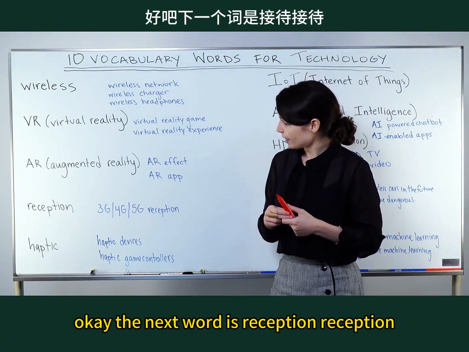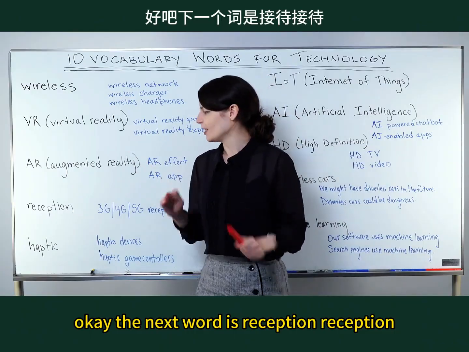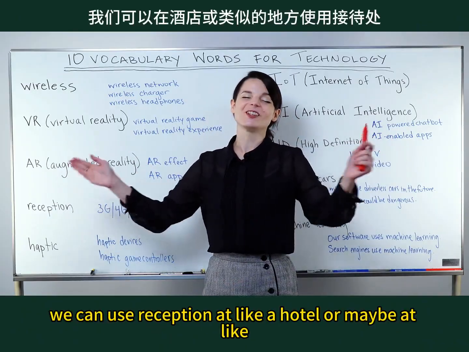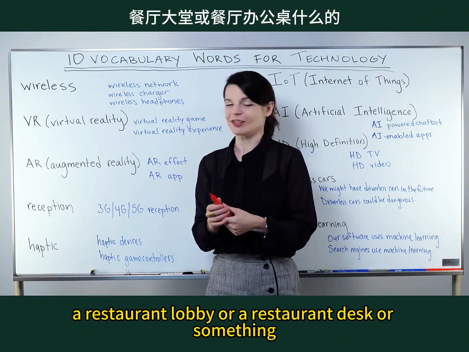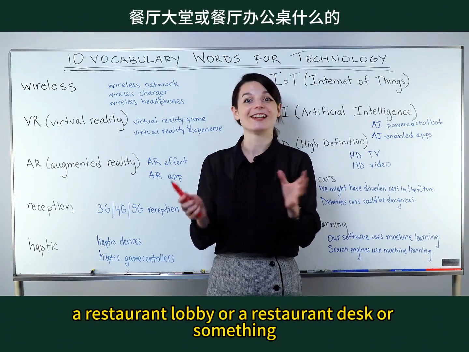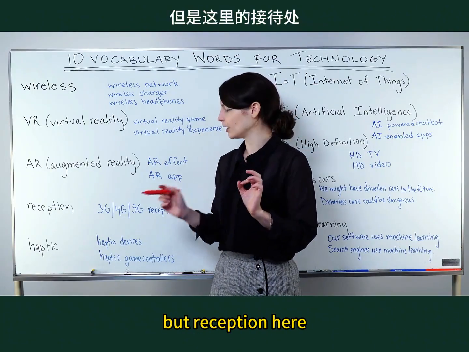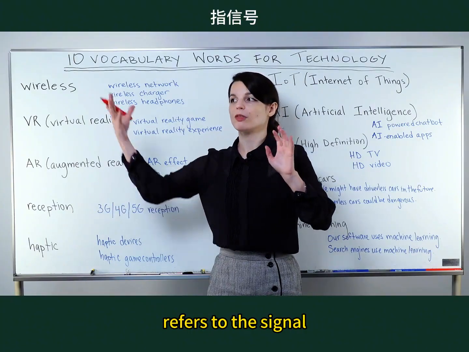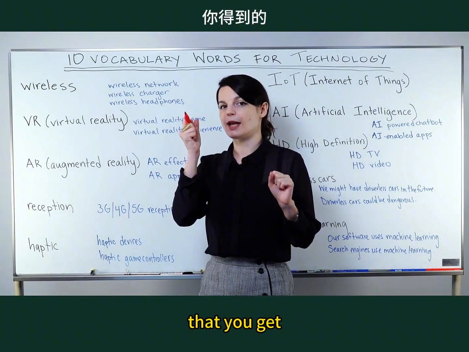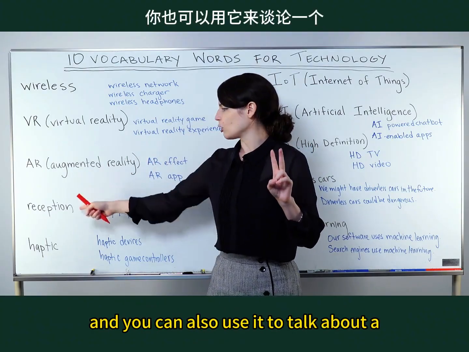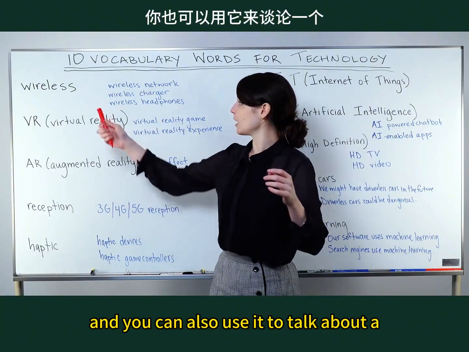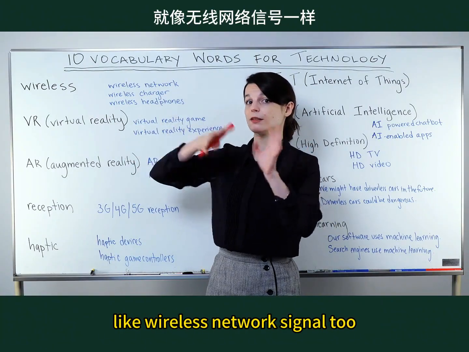Okay. The next word is reception. So reception, of course, we can use at a hotel, or maybe at a restaurant lobby or a restaurant desk. But reception here refers to the signal that you get, usually with a mobile phone or cell phone. And you can also use it to talk about a wireless network signal too.